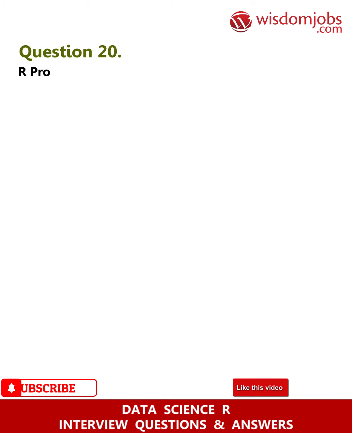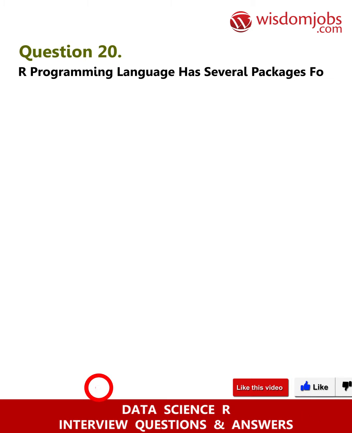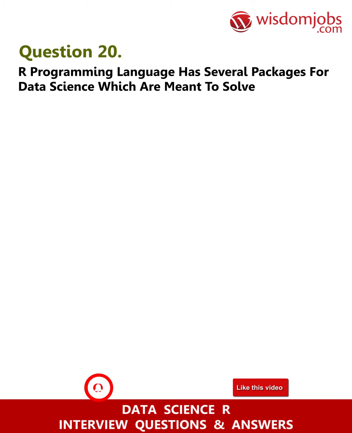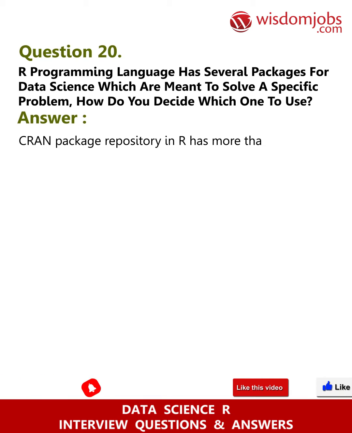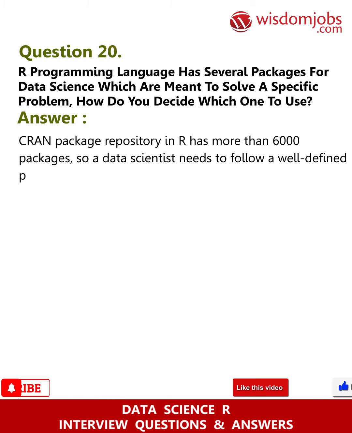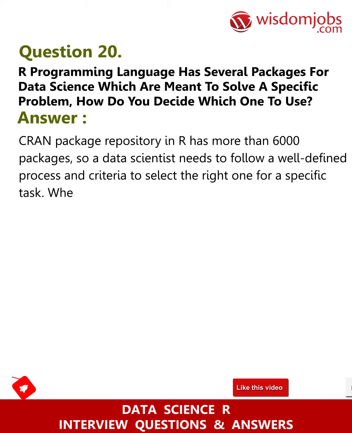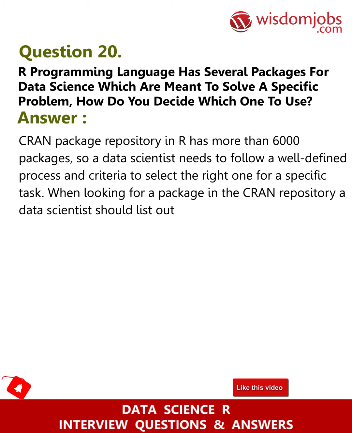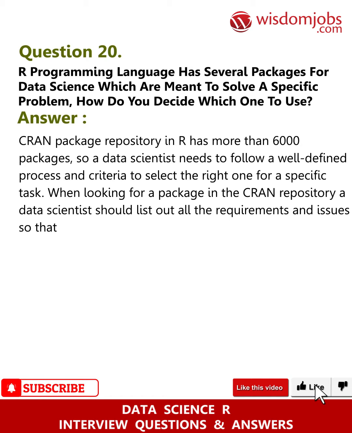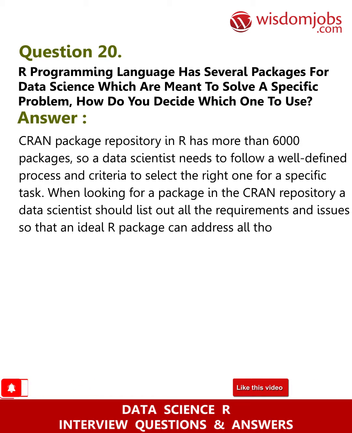Question 20. R programming language has several packages for data science which are meant to solve a specific problem. How do you decide which one to use? Answer. The CRAN package repository in R has more than 6,000 packages, so a data scientist needs to follow a well-defined process and criteria to select the right one for a specific task. When looking for a package in the CRAN repository, a data scientist should list out all the requirements and issues so that an ideal package can address all those needs and issues.